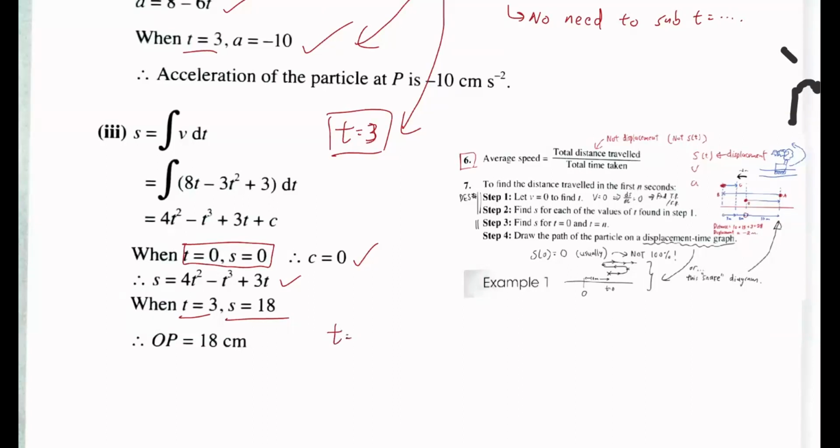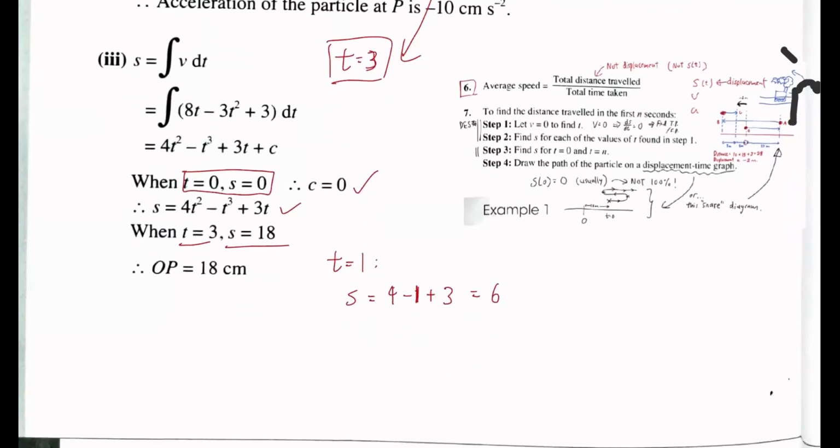When t is a value more than 0 and less than 3, let's say t equals 1, what's the value of s? 4 minus 1 plus 3, that's 6. So what you realize is that as you increase the value of t, this value is increasing.